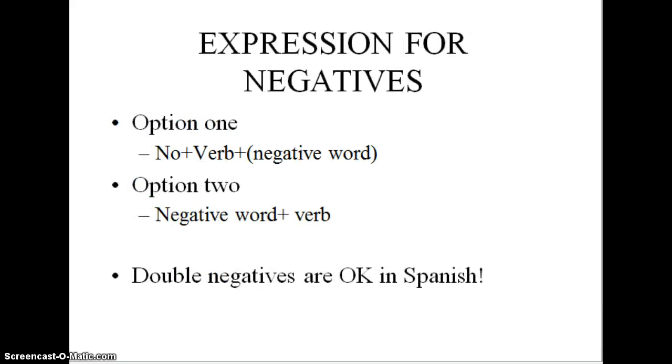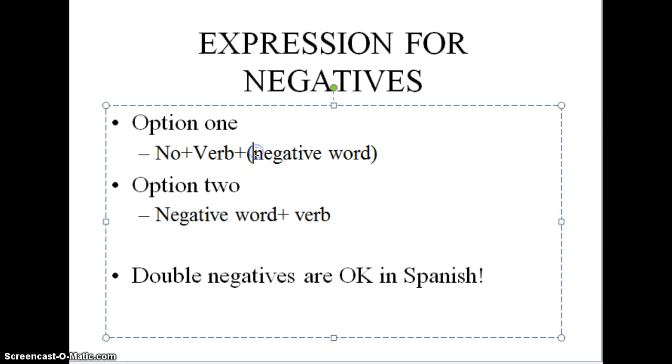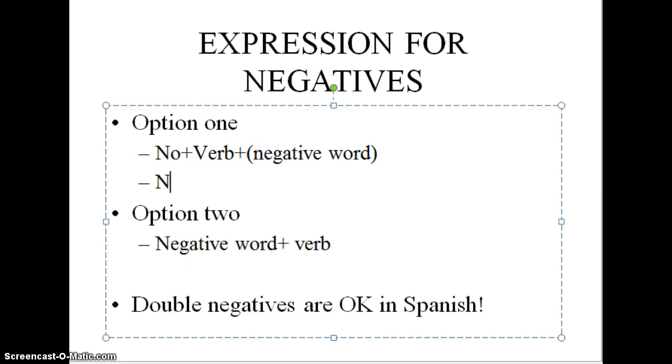This will sum it up for you, okay? I think this looks a little bit easier. So option 1, we put the no, then we have the verb, and then we have an optional negative word. So that would be like saying no estudio, and then I can say nunca after if I want to be really clear that it's I don't study ever. So I never study.